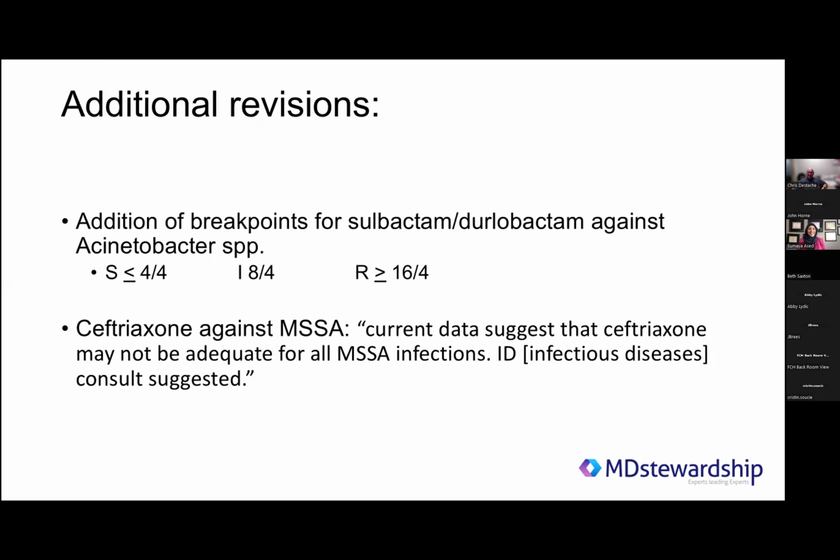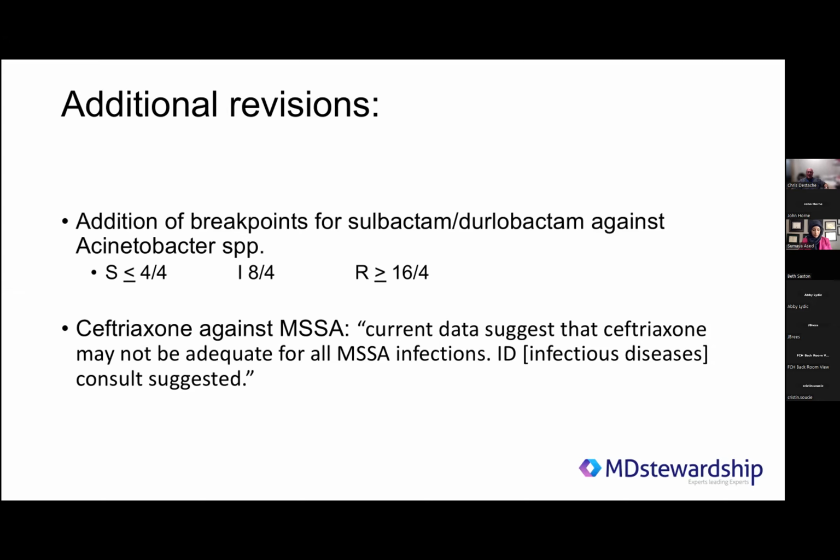All right. And then go ahead. Okay, so additional revisions associated with the CLSI is an addition of breakpoints for the new sulbactam-durlobactam against Acinetobacter. So susceptible will be less than or equal to 4/4. Intermediate will be 8/4, and then resistance is greater than or equal to 16/4. So that's a relatively new drug that may be useful for Acinetobacter species because it seems to be intrinsically resistant to quite a few different antibiotics.